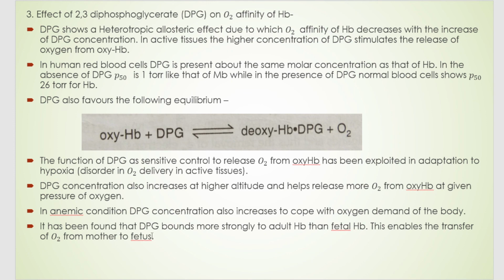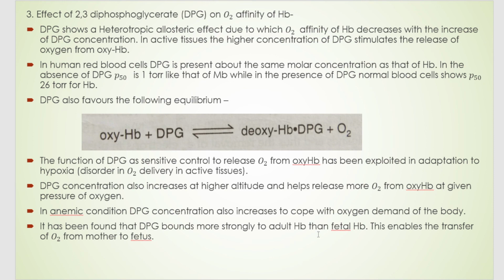And also it is found that DPG binds more strongly to adult hemoglobin compared to fetal hemoglobin. So if there is a baby in the mother's womb, DPG will bind very strongly to the mother's hemoglobin, whereas to the baby's hemoglobin, the DPG won't bind that strongly. Because DPG binds strongly to the mother's hemoglobin, there is release of oxygen from that hemoglobin, and that oxygen will go and bind to the fetal hemoglobin. This is how there is transfer whenever a baby is growing in the mother's womb.